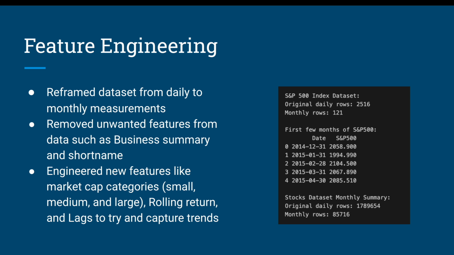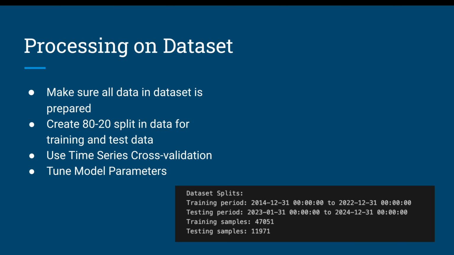For feature engineering, we removed unwanted features like business summary and short name that were useless, and then we created some of our own, such as rolling returns and 1 month lag, 2 month lag. Now, for the actual processing, we had to make sure that the dataset is prepared, create the 80-20 split for training and test data, and then use time series cross-validation because we have time series data, and then tune our model parameters. At the bottom right, you can see we have 47,000 training samples and almost 12,000 testing samples.